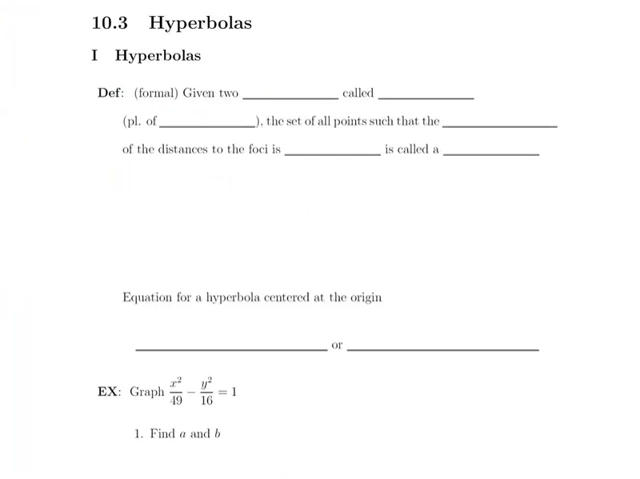As we did with the ellipse, we're going to start with the formal definition of the particular conic section we're looking at now. We're looking at hyperbolas. So, formally, given 2 points, again calling them foci, or focus in plural, we will define the set of all points such that the difference of the distances to the foci is constant.